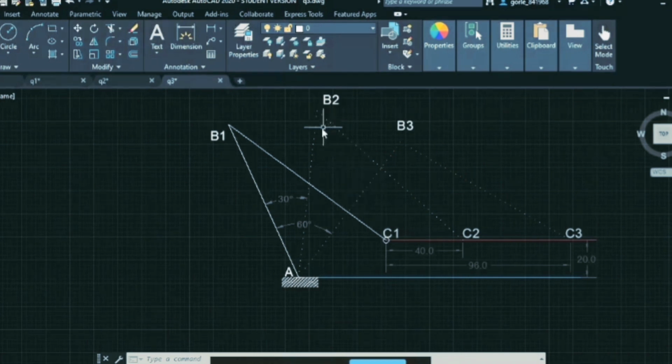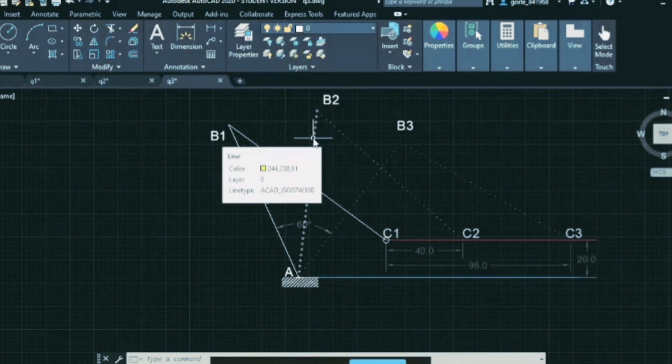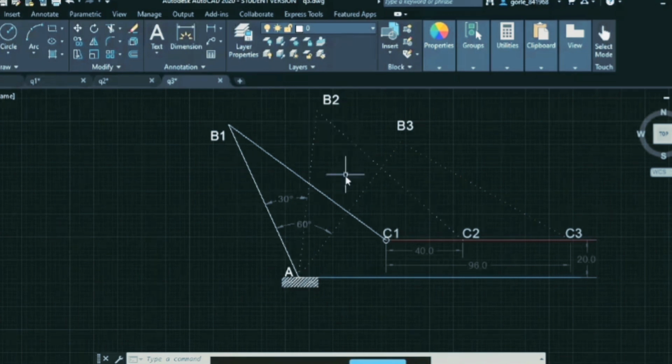Also, we have the other two positions of the slider crank mechanism, that is AB2C2 and AB3C3. These can be obtained by rotating AB by 30 degrees in clockwise direction to obtain AB2, and also rotating AB in clockwise direction by 60 degrees to obtain AB3.